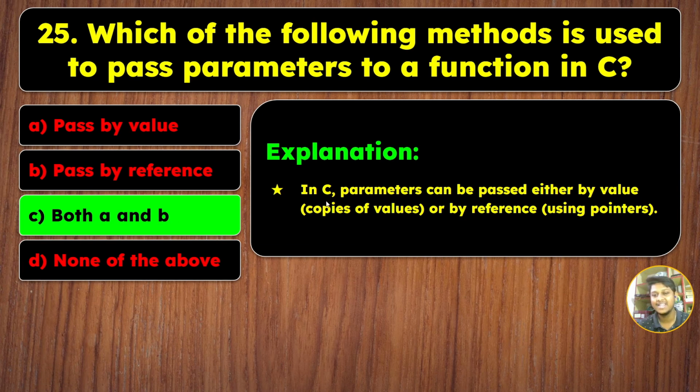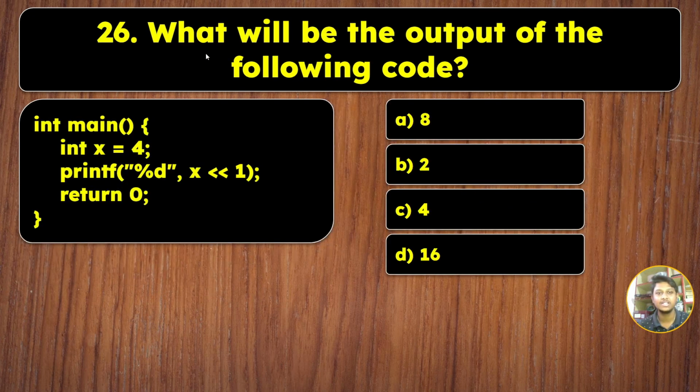As you can see, in C, parameters can be passed either by value, meaning copies of values, or by reference, meaning by using pointers. The next question is, what will be the output of the following code? Inside the main method, we have an integer type variable x, and its value is 4. Now we are simply printing x shifted by one value to the left, using a left shift operator.